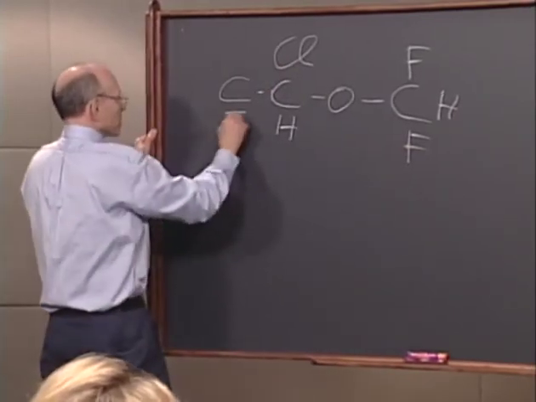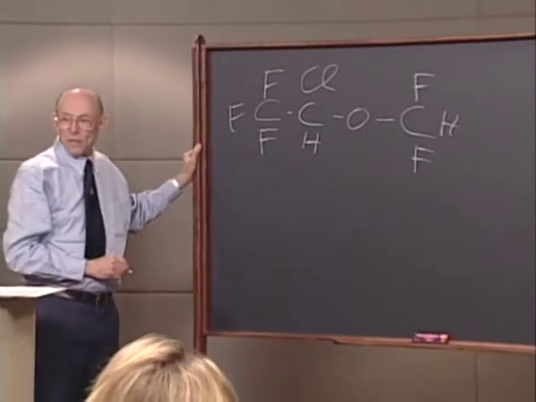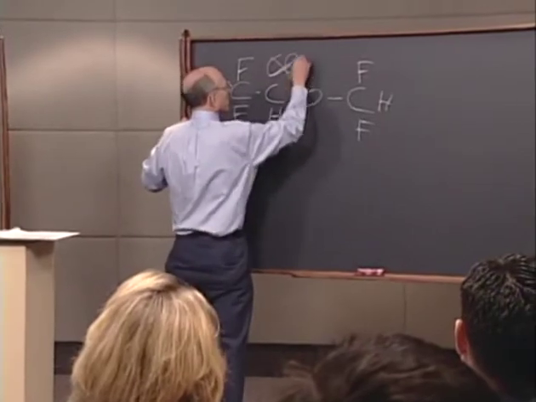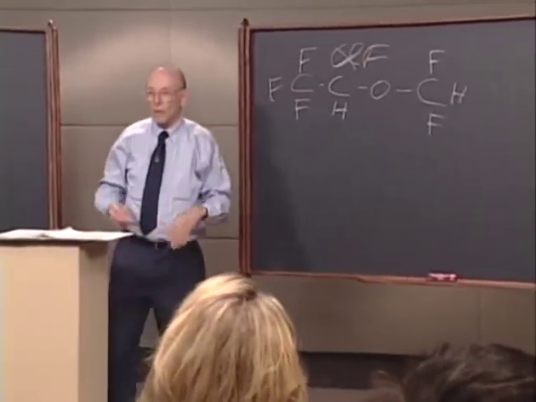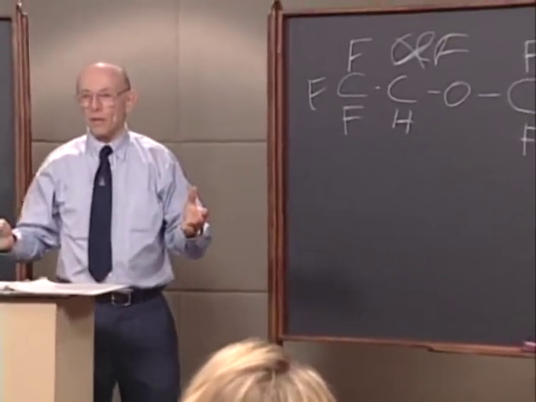And what compound is this? Isoflurane. That's isoflurane. And how do we change that to desflurane? Take off the chlorine and put on a fluorine. That's the only difference between isoflurane and desflurane. And what does that do to the physical properties?